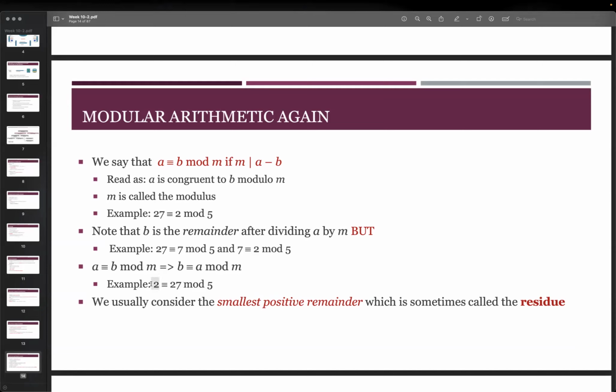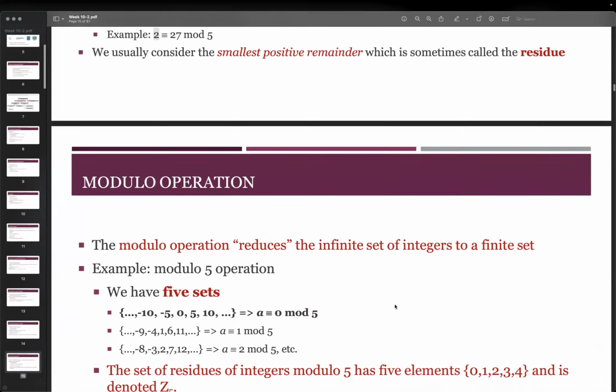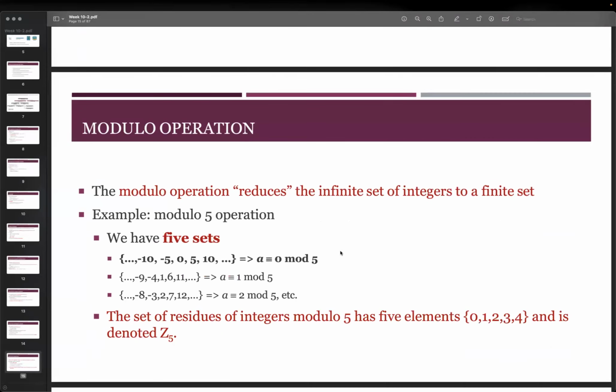Here's the B right here, the remainder. So we always try to get the smallest positive remainder. Sometimes we call it the residual. And for our modulo operation, we try to reduce an infinite set of integers to a finite set.